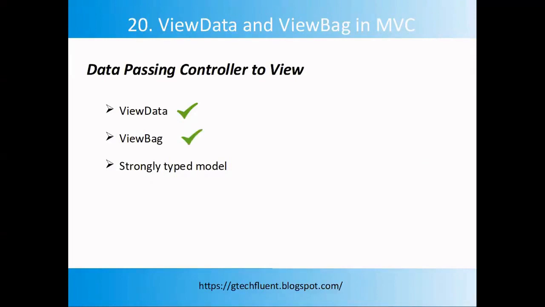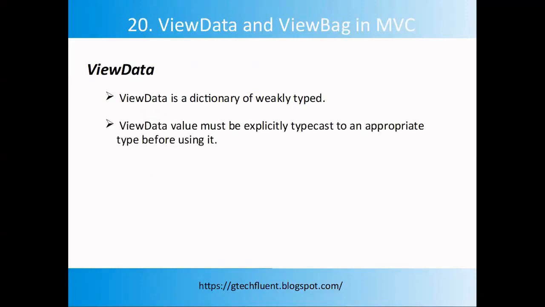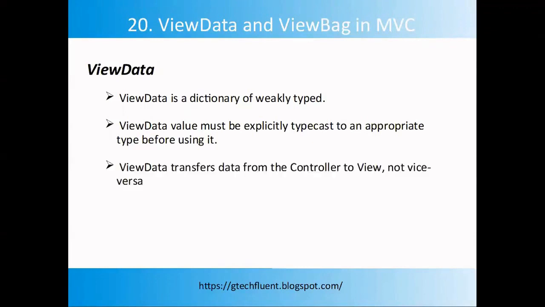So let's start, and first we see what is meant by ViewData. ViewData is an MVC dictionary, a weakly typed object which is derived from the ViewDataDictionary class. ViewData values must be explicitly cast to the data type that you are expecting. But if you are accessing a string value, then you don't need to cast the value. ViewData only transfers data from the controller action to the view, but it does not work vice versa. ViewData is only valid for the current request.